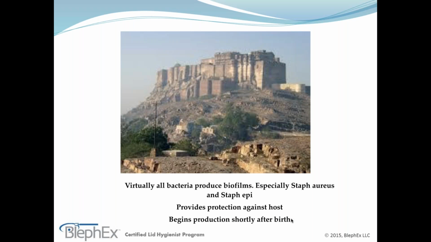Virtually all bacteria produce biofilms, especially Staph aureus and Staph epi, and these are two main bacteria in the biofilms that exist on your lids. This biofilm provides protection against the host, so your host response, your white blood cells, your leukocytes, are unable to penetrate this biofilm once it's in place. And this biofilm begins shortly after birth. Shortly after you're born, it starts to develop, and I'll show you how and why it becomes problematic later in life.